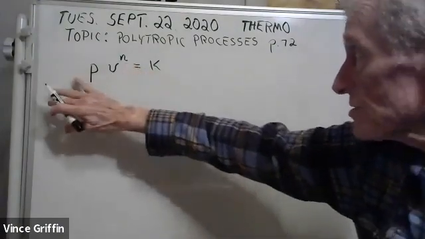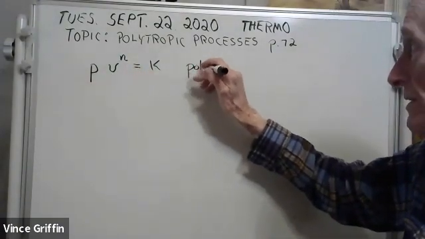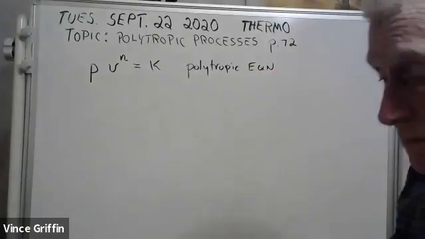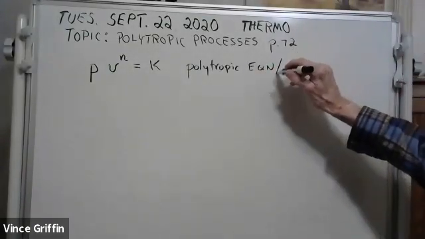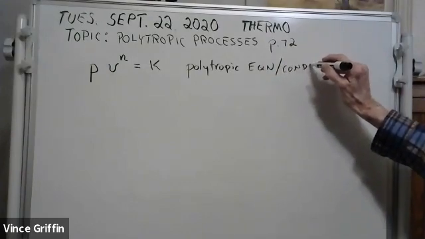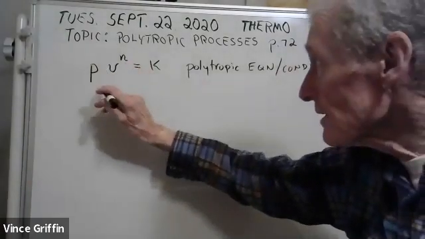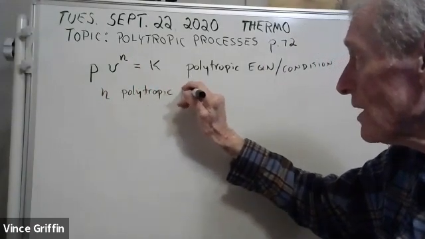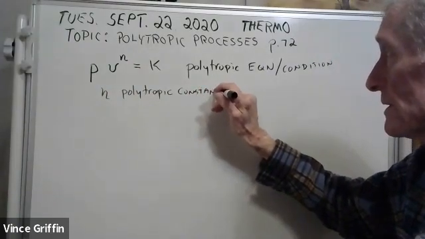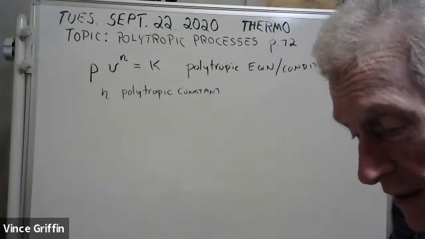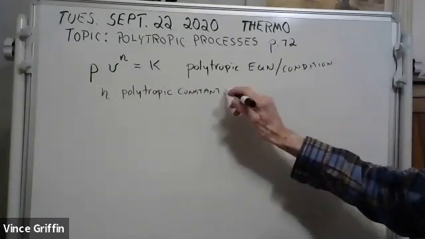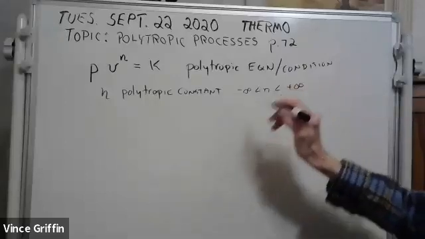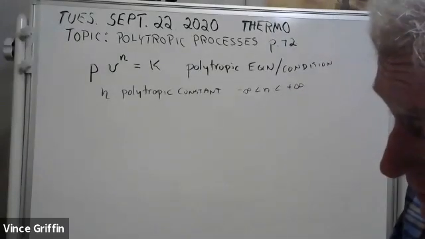This whole thing here is called the polytropic equation. Or some people call it the polytropic condition. That little n there has got a name. It's called the polytropic constant. And it could be anything from minus infinity to plus infinity. That covers a lot of ground, you know it? It can even be zero.